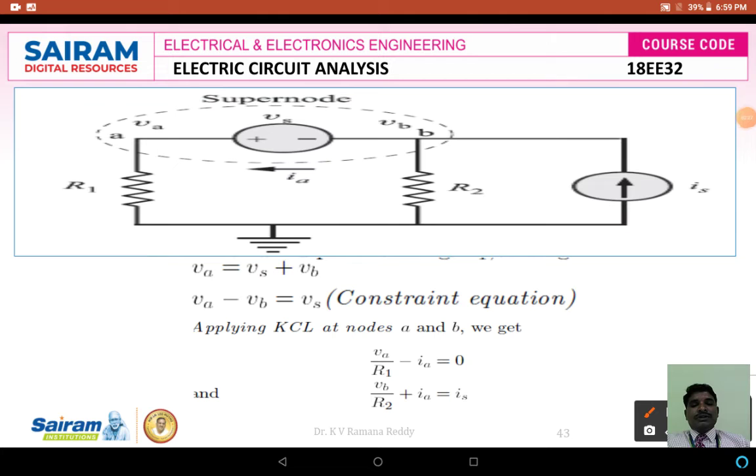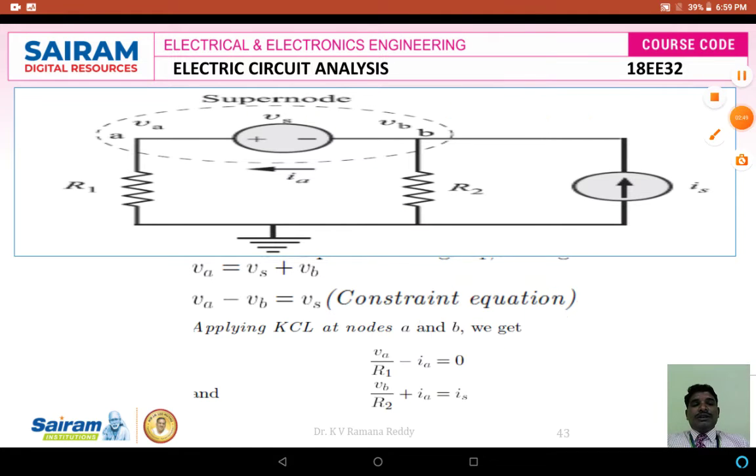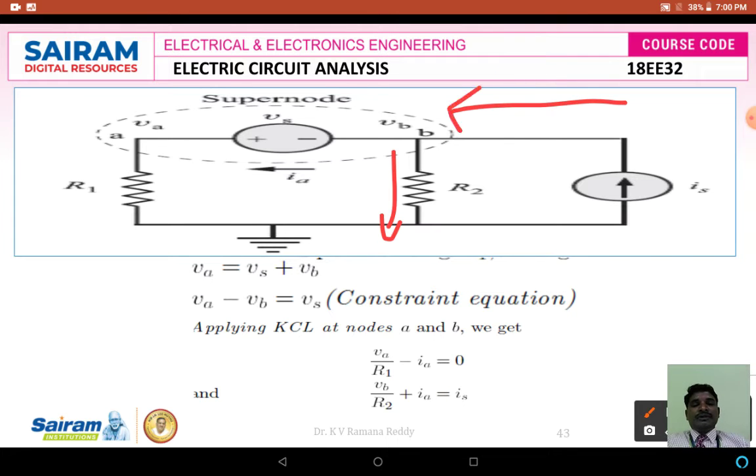So one current is flowing towards the ground and one current, IS, is coming towards VB. Then here we can write VB divided by R2 plus IS, because in this circuit this current is going towards ground and this current is coming towards the node. So one current is moving away from the node, one current is moving towards the node. So we can write that VB divided by R2 is equal to IS from node B.